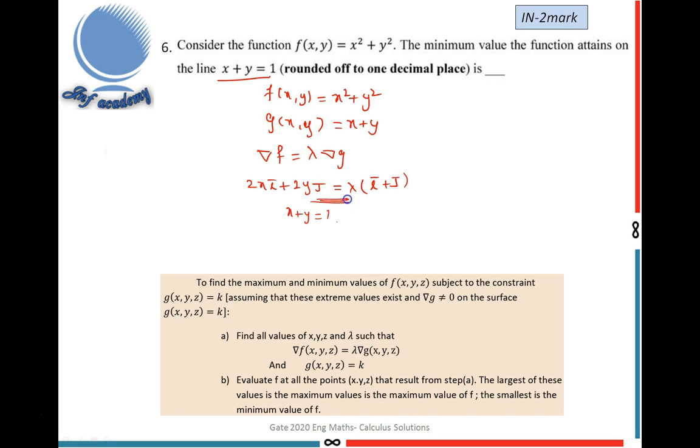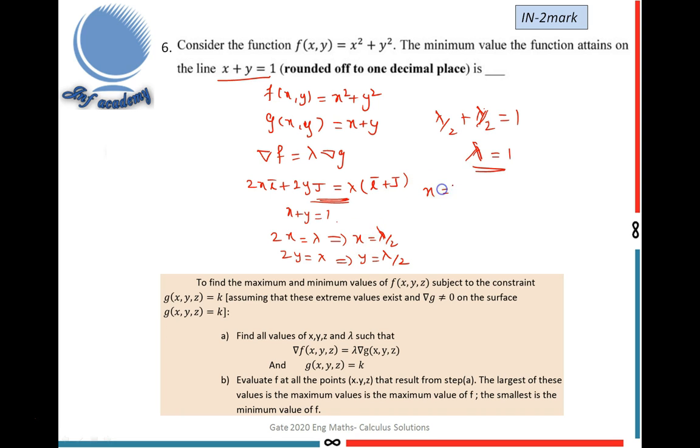Equating these two vectors, I got 2x equal to lambda and 2y also equal to lambda. This gives x equal to lambda by 2 and y is also lambda by 2. Substitute the x and y values in the constraint. I got lambda by 2 plus lambda by 2 equal to 1. That is lambda equal to 1. Finally, I got lambda value is 1. I substitute the lambda value in x.